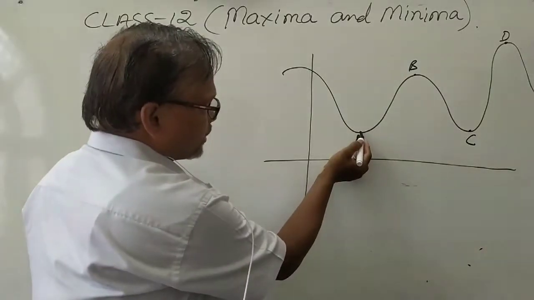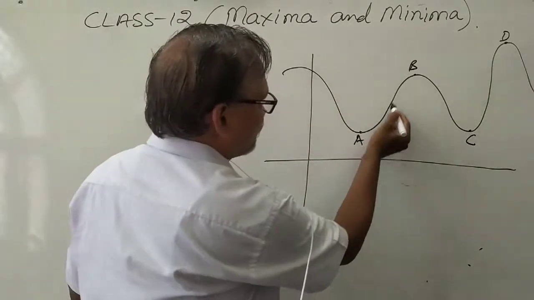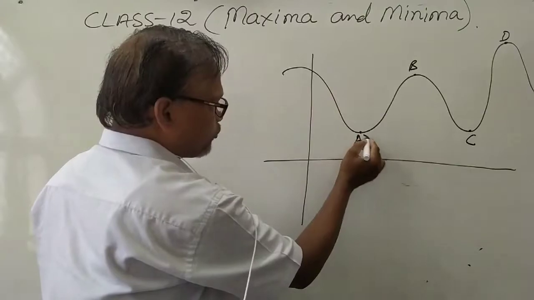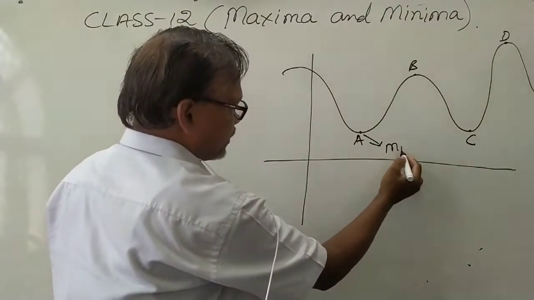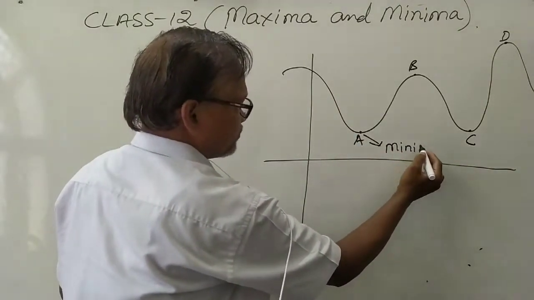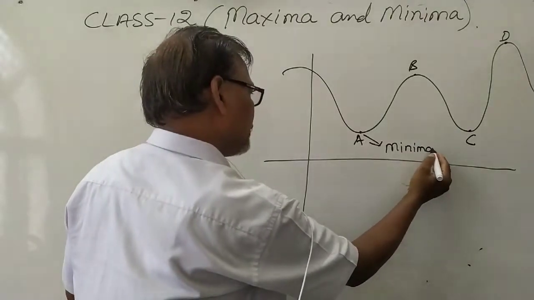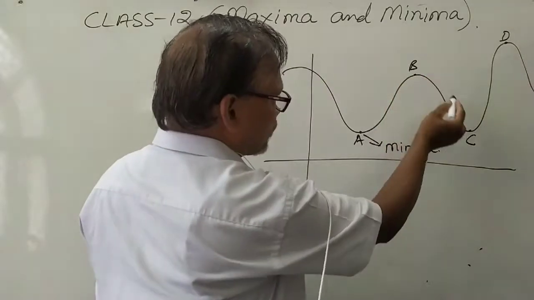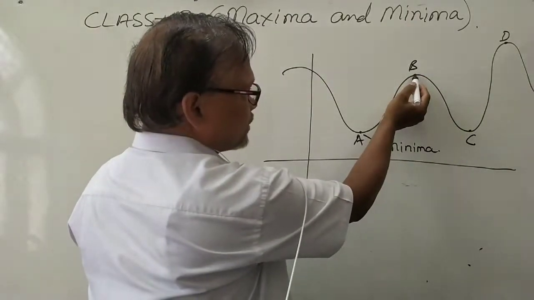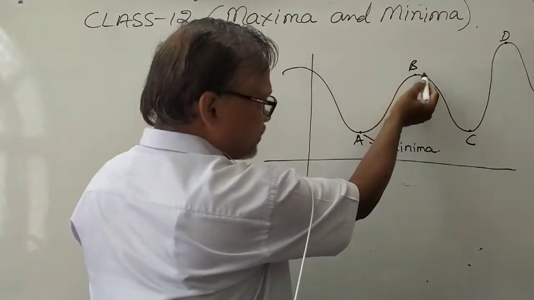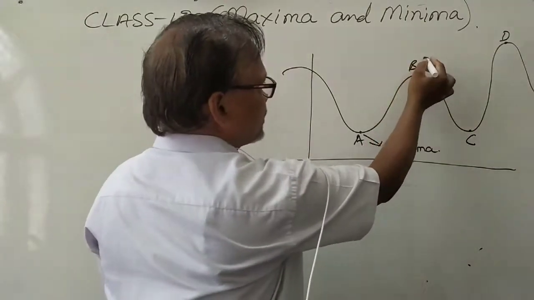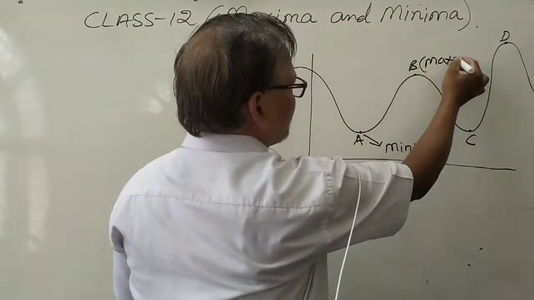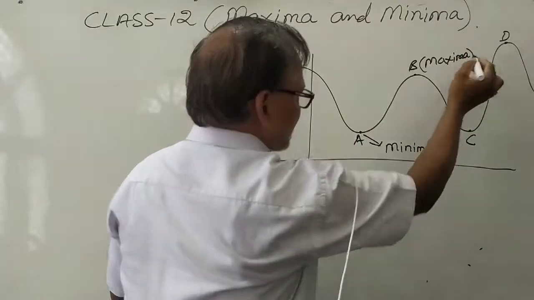This point where the curve turns in the upward direction is known as the point of minimum, minima. इसको minima कहते हैं. And when the curve turns in the downward direction, क्योंकि यहाँ तक highest point पे पहुँच चुका है, इसके बाद वो नीचे आना, यानी this point is the maxima, point of maxima.